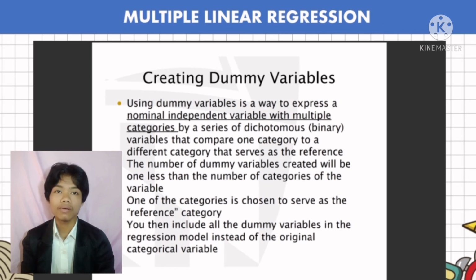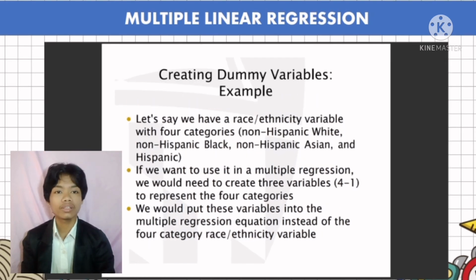Using dummy variables is a way to express a nominal independent variable with multiple categories. The number of dummy variables created will be 1 less than the number of categories of the variable. One of the categories is chosen to serve as the reference category. You can include all the dummy variables in the regression model instead of the original categorical variable. For example, let's say we have a race or ethnicity variable with 4 categories: non-Hispanic white, non-Hispanic black, non-Hispanic Asian, and Hispanic. If we want to use it in a multiple regression, we would need to create 3 variables, 4 minus 1, to represent the 4 categories. We put these into the multiple regression equation instead of the 4-category race ethnicity variable.